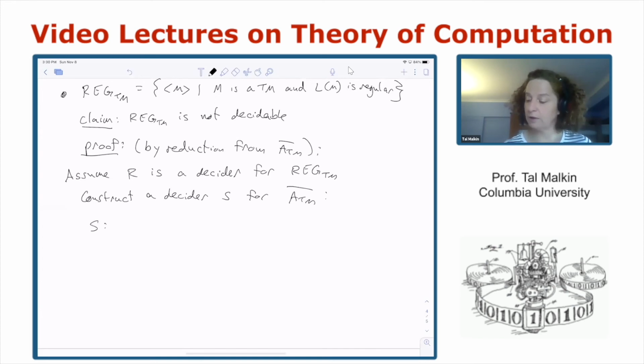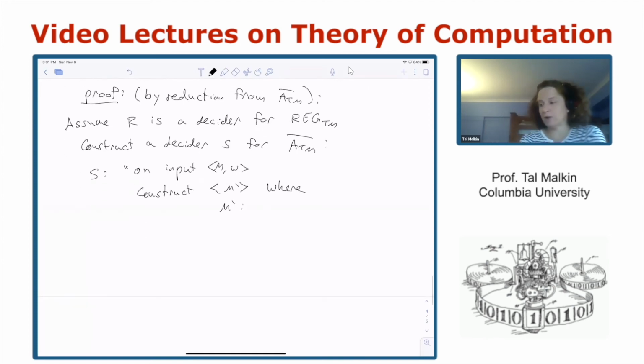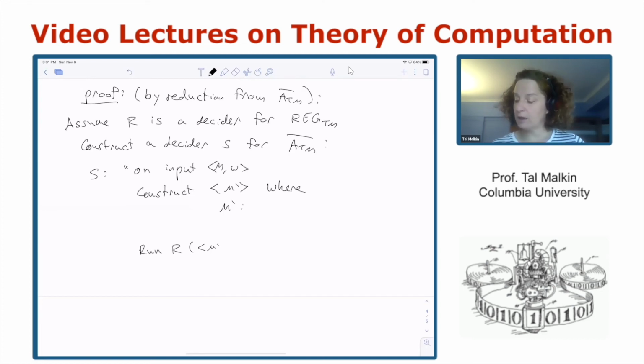What will S do? So on input MW, S wants to call the decider R that it has. And so it has to construct a description of a Turing machine M prime, where we'll describe in a minute what M prime does. But what I want to do is now I want to run R on M prime. So I somehow want to construct M prime so that the language of M prime is regular or not regular, depending on whether or not M accepts W or not. Okay, this is what I would like to do.